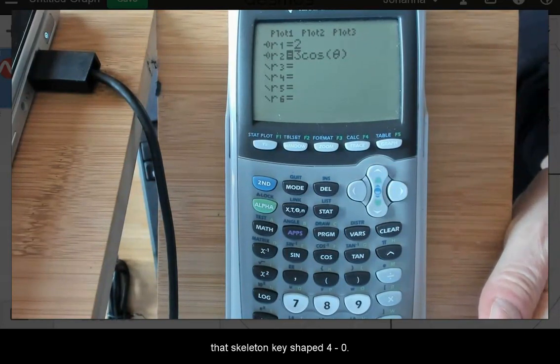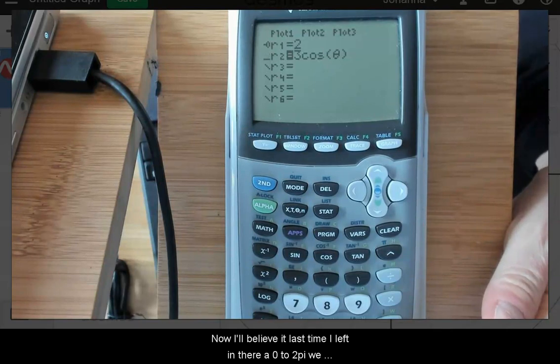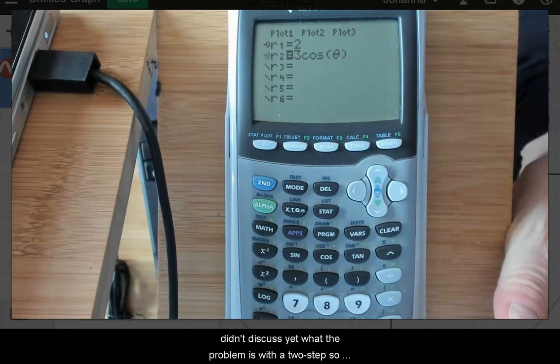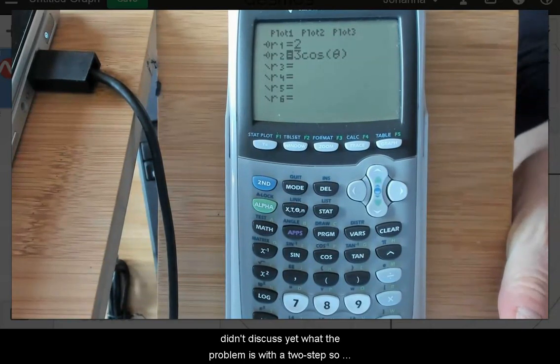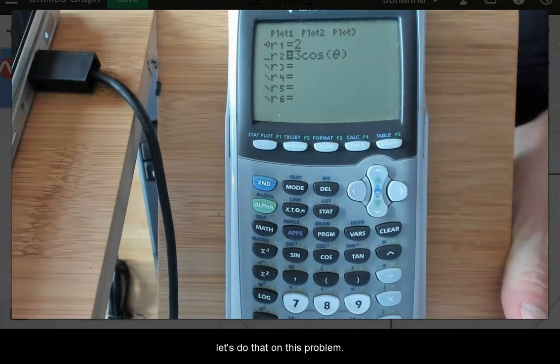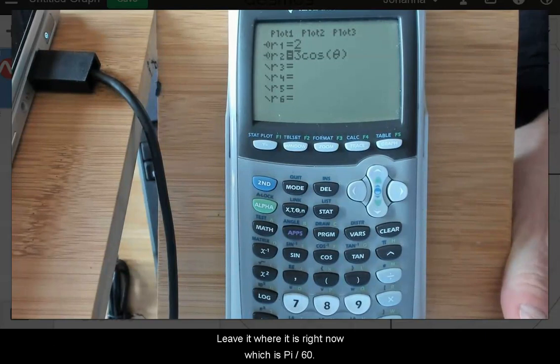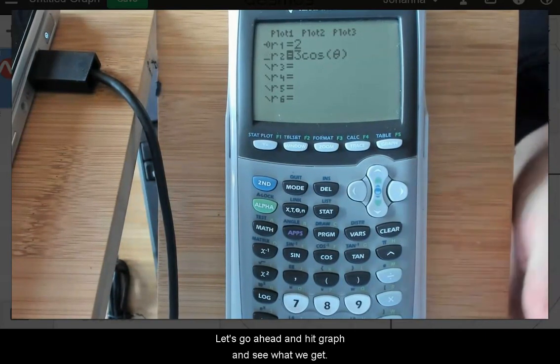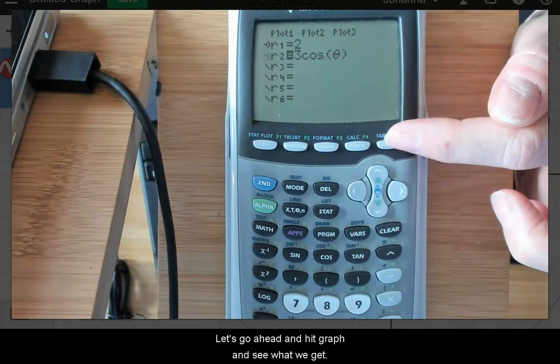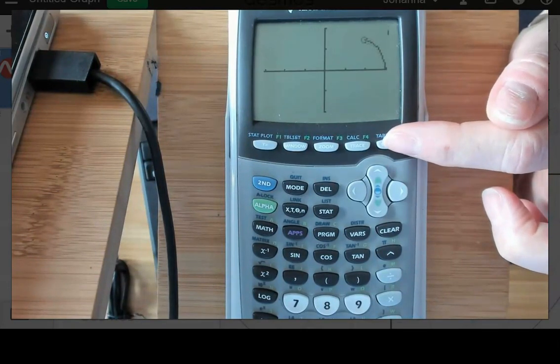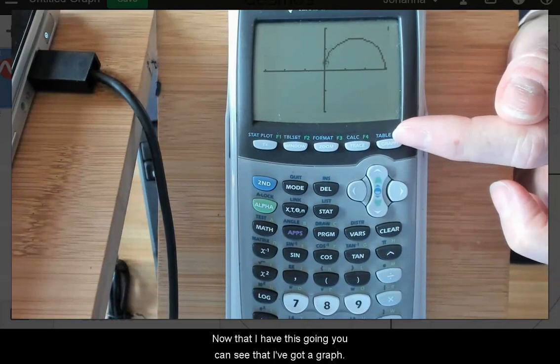Now, I believe that last time I left in there a 0 to 2 pi. We didn't discuss yet what the problem is with theta step, so let's do that on this problem. We'll leave it where it is right now, which is pi divided by 60. Let's go ahead and hit graph and see what we get. Now that I have this going, you can see that I've got a graph.